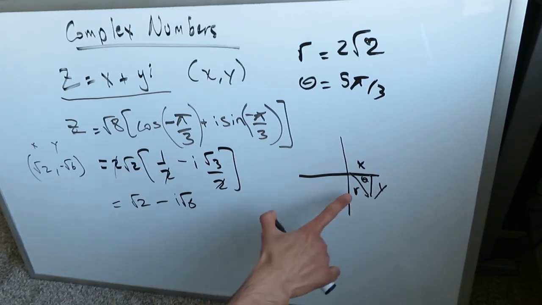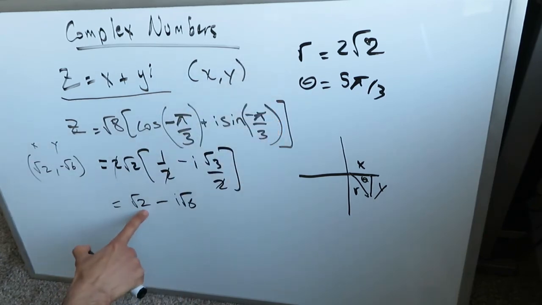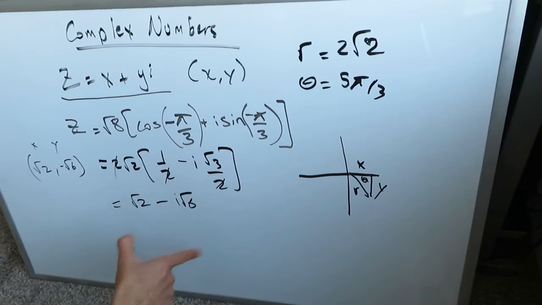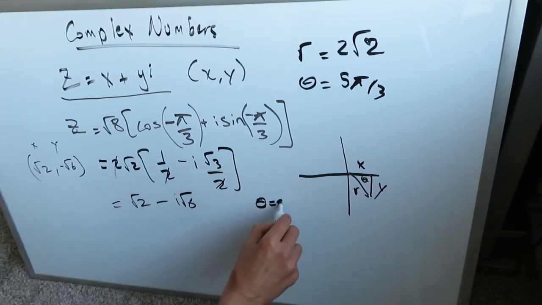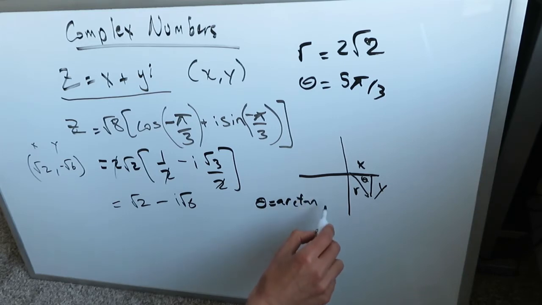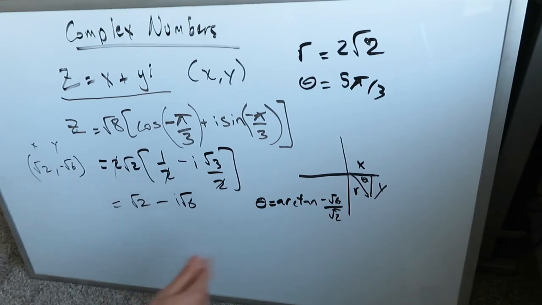You know what your r value is, you have to calculate it, but I already did that before. It was 2 root 2. It would be the square root of root 2 squared plus root 6 squared, and you'll get root 8, which is 2 root 2. So I know my r is 2 root 2, but I've already calculated the 5 pi over 3. And you could have calculated 5 pi over 3 this other way. Remember, over here you can calculate it this way. Theta is equal to arctan of y over x, minus root 6 over root 2. Y over x. Look over here.